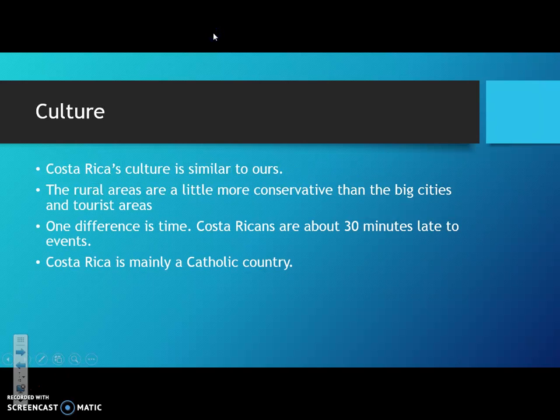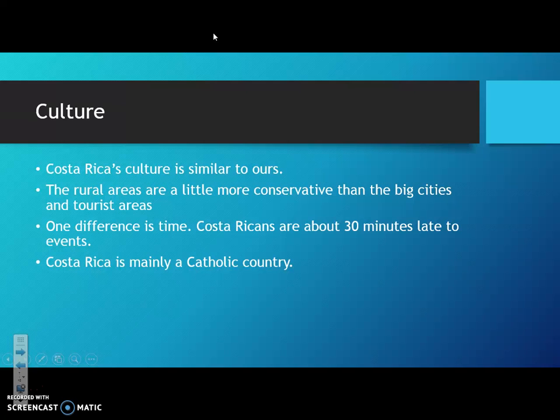The culture, Costa Rica's culture is similar to ours. They shake hands when they greet. Sometimes there's a kiss on the cheek or an air kiss at the cheek. Men do not do that to other men, though. Men shake hands. Now, one thing that is different is the way they keep time in Costa Rica. In the United States, we are very punctual, be on time or be a few minutes early. In Costa Rica, you can be 30 minutes late and you're fine. It's not disrespectful. It's not rude to be late.